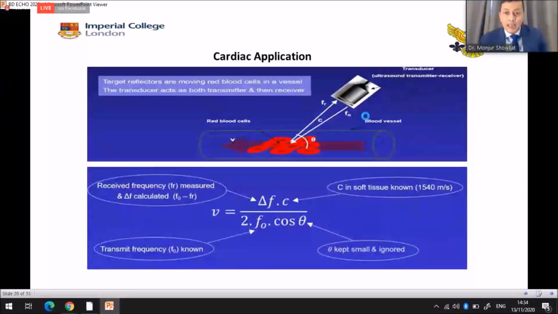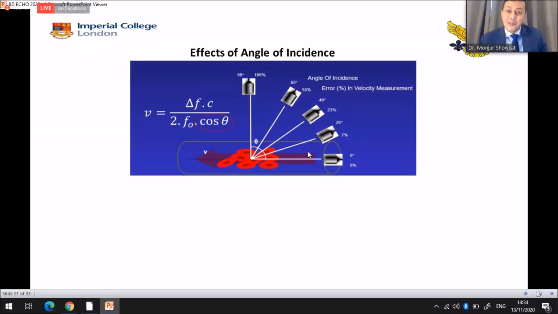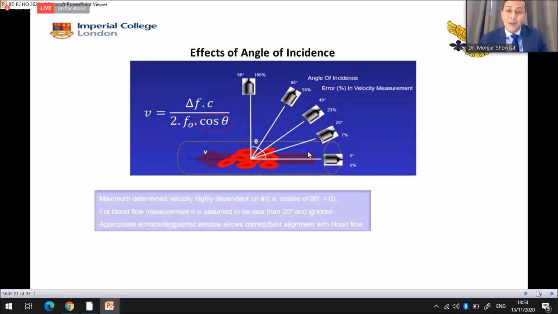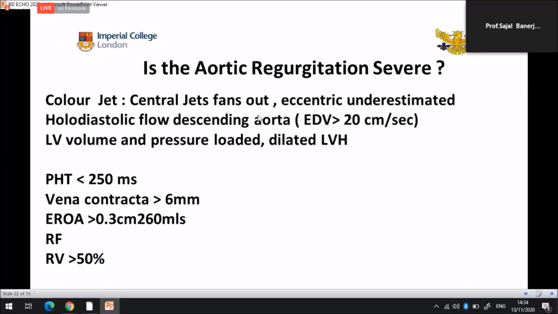Moving on. Another important thing when you assess a valve is aligning your probe with the flow. Normally we expect not more than 30 degrees, ideally 20. If it is 90 degrees, you will not get any flow. So when we assess aortic regurgitation, we need to look for a few things, such as the pressure half time.